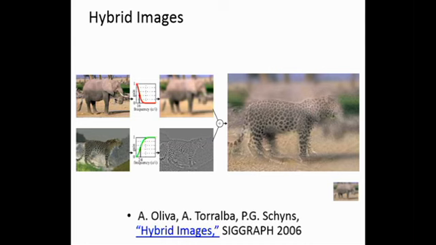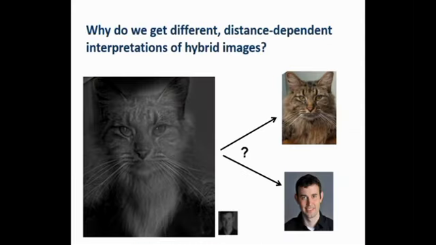For some of you towards the front, when you look at this, you'll probably see the leopard more. And when you look at this, you'll probably see the elephant more. So your interpretation depends on your distance. Again, that's easier to explain in the frequency domain than the spatial domain. Why do we get these different distance-dependent interpretations of hybrid images? So this is me and my cat. Here you probably see the cat, and here you probably see my face more.